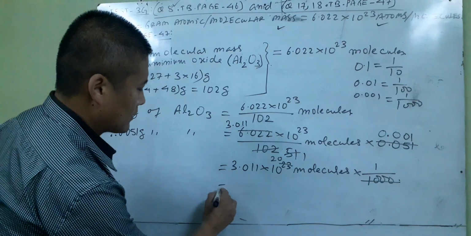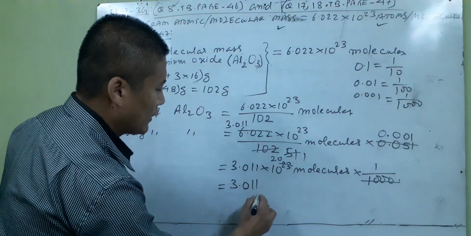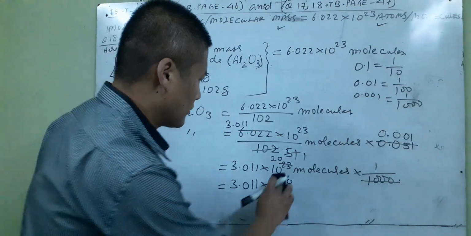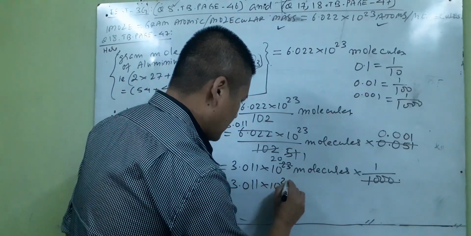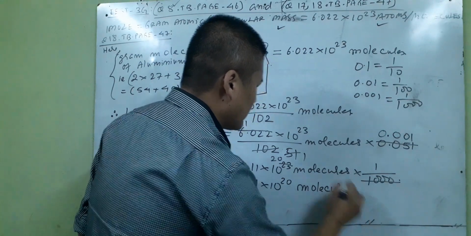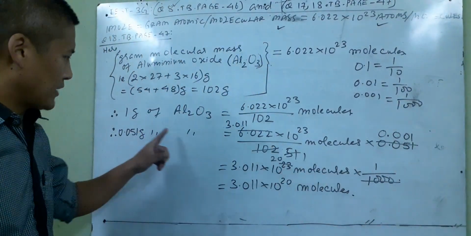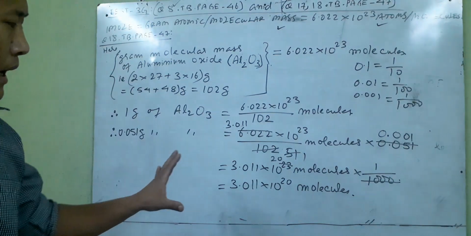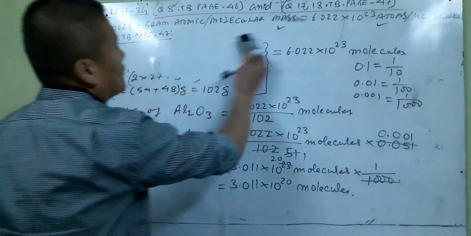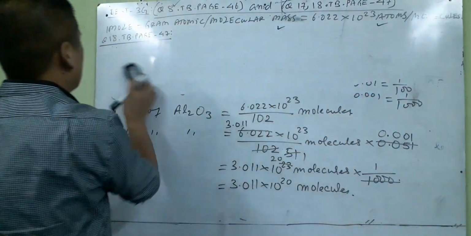So your answer is 3.011 into 10 to the power 20 molecules of aluminum oxide are there in 0.051 gram of aluminum oxide. But they're asking us the number of aluminum ions. Now, so we have to write like this.